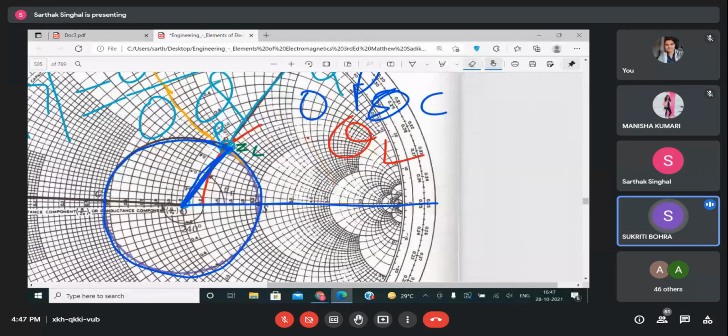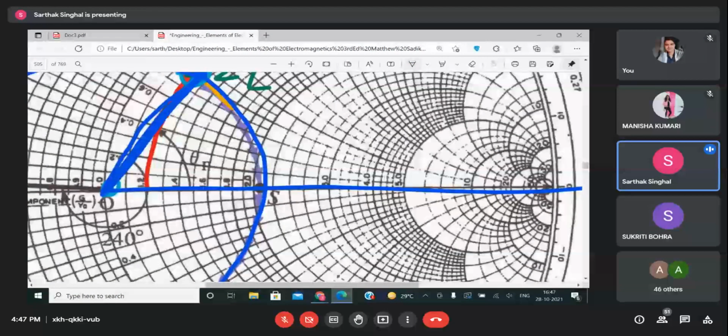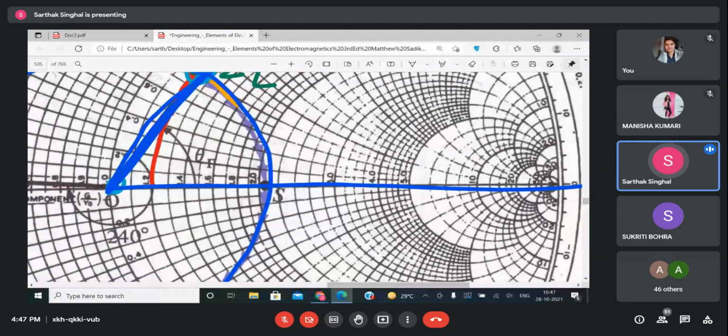When you draw this constant reflection coefficient circle, it will intersect the horizontal line at some point. Are you able to see this point S? So what is this point S? This point S will represent the value of VSWR.